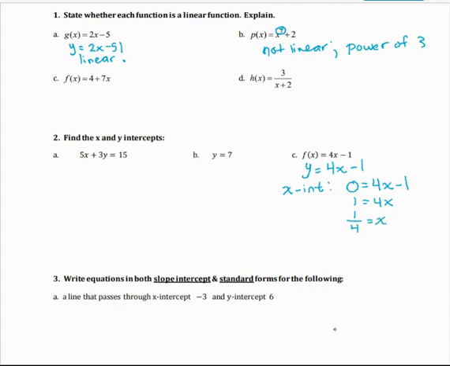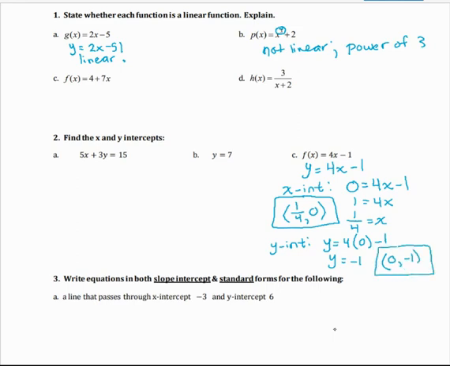Now, an x-intercept is a point. Therefore, we want to write that as an ordered pair. So the x-intercept is the ordered pair 1/4, 0. For our y-intercept, we can do the same thing. We can plug in 0, but this time we'll plug it in for x. And this would simply give me negative 1. So my ordered pair for the y-intercept is 0, negative 1.